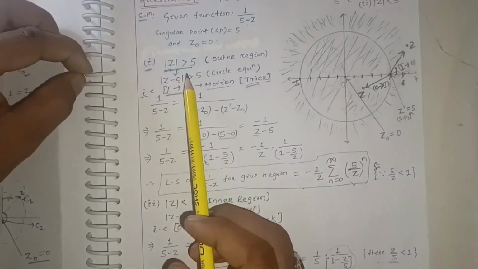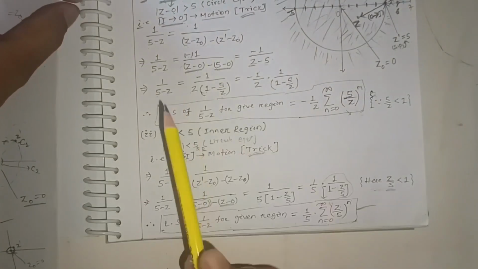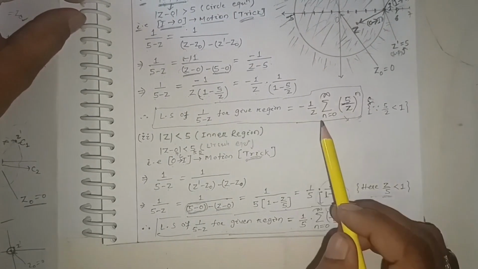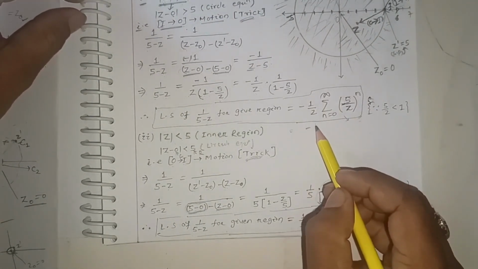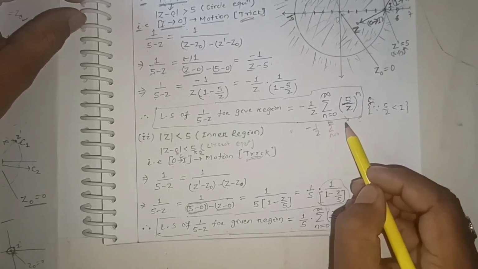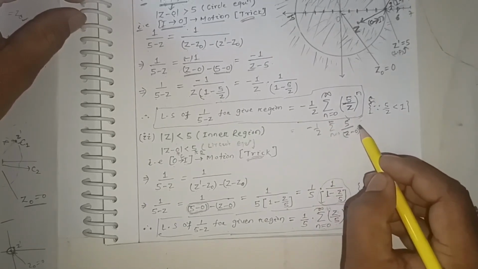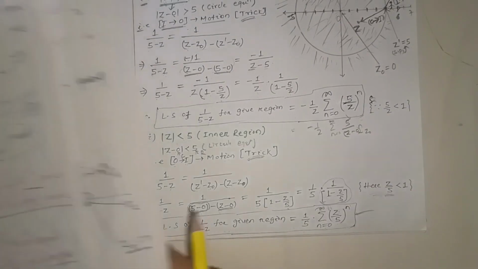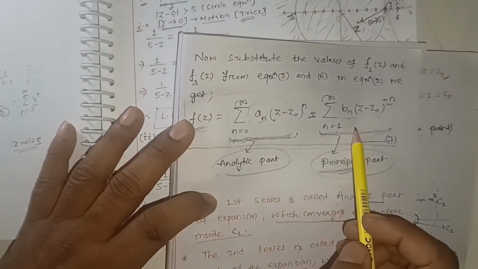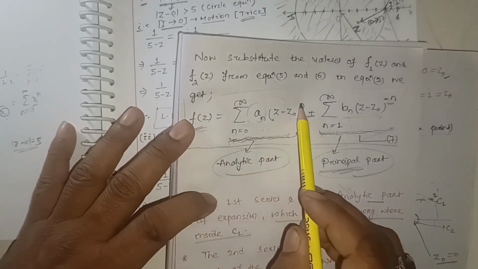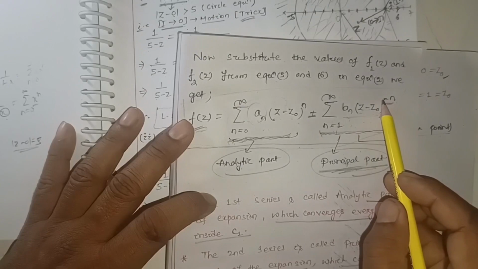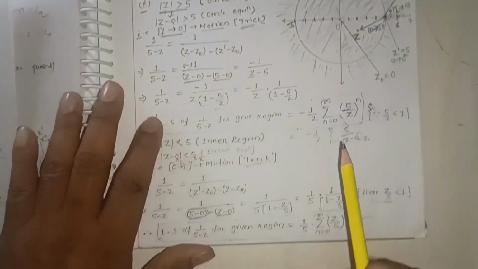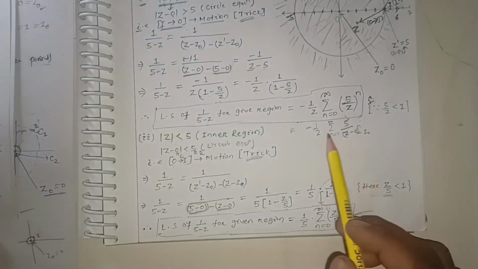See, for the first bit, that means for mod z greater than 5, Laurent series of 1 by 5 minus z, what we found? This one. Okay, you just analyze this one. This can be written as 1 by z, summation over n equal to 0 to infinity, (5 by z minus z0) to the power n. That means z minus z0. If we consider the general form of the Laurent series, it is nothing but the sum of the analytic part and the principal part. Analytic part means (z minus z0) to the power n, but principal part means (z minus z0) to the power minus n. If I consider the Laurent series of this one in this region, we did not find the analytic part, only the principal part.